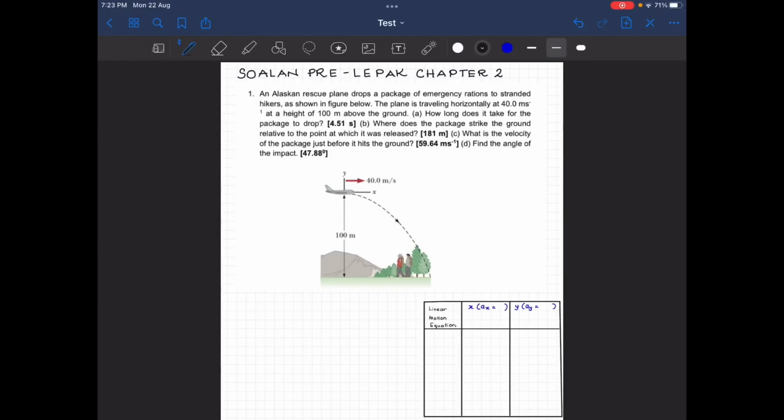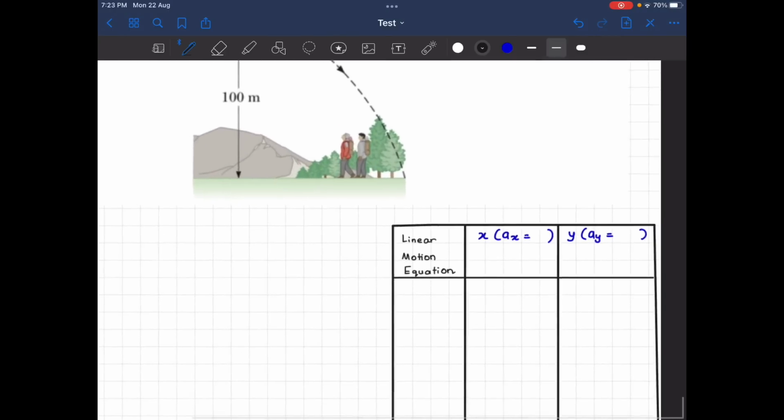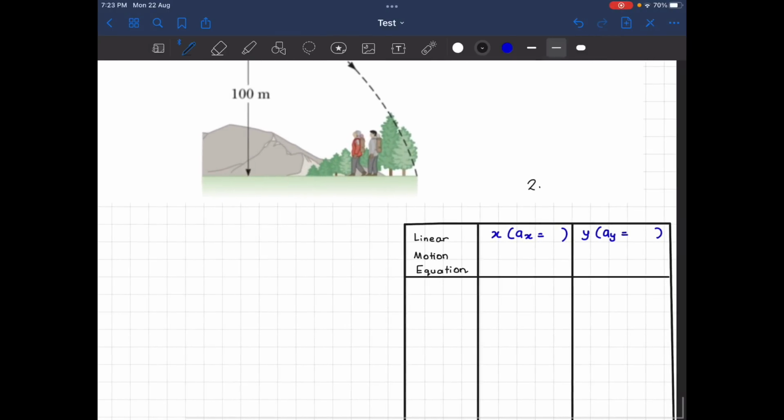Jadi hari ini kita akan membincangkan soalan pre-LEPAK chapter 2. Okay, jadi before kita membincangkan soalan ini, mari kita recap sedikit formula-formula yang digunakan di subtopik 2.3 projectile motion. Kita tengok balik apa formula yang kita guna.